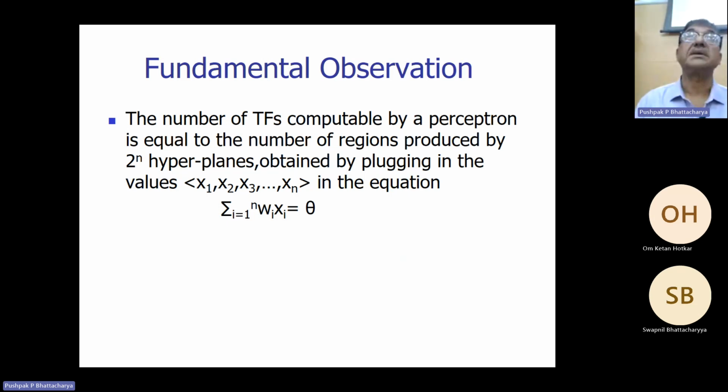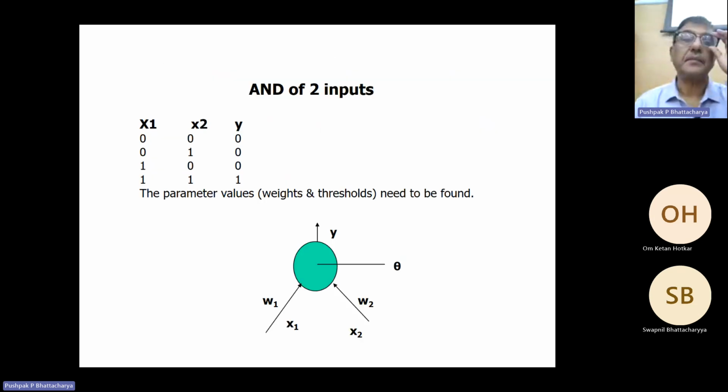Now, let us ask, why is it that a two input perceptron, theta and W1, W2, computes only 14 functions? Is it that the maximum number of regions produced by hyperplanes is equal to 14? Yes, this indeed is the case. Let us see.